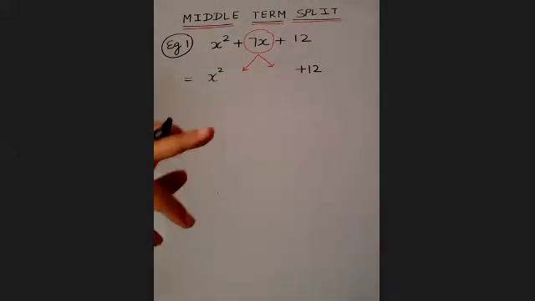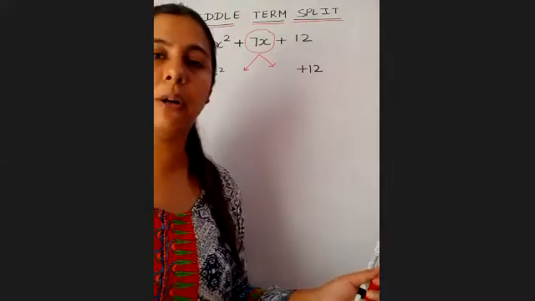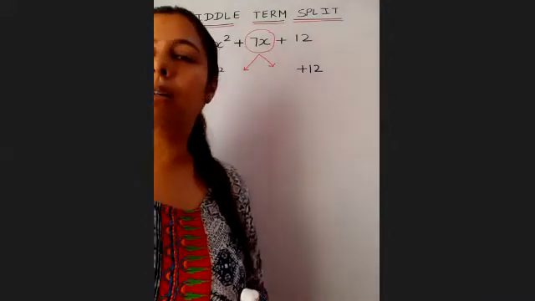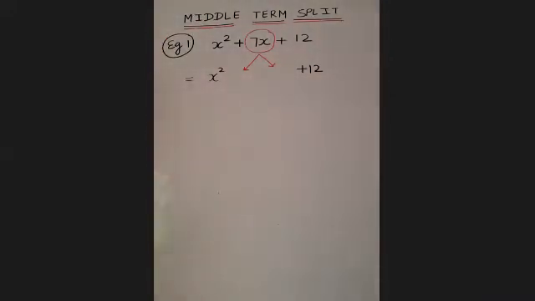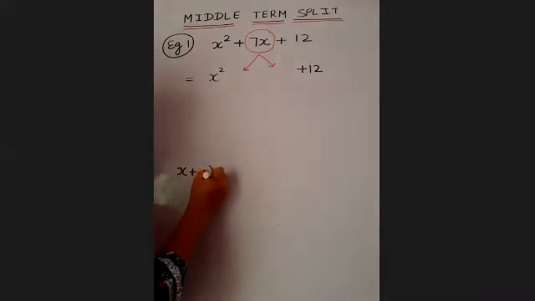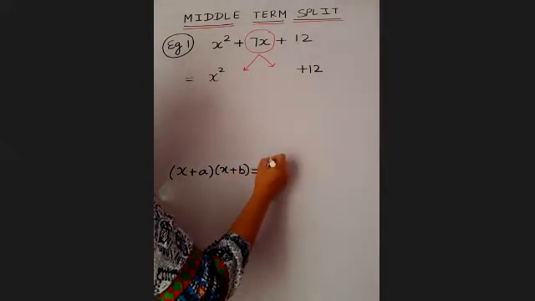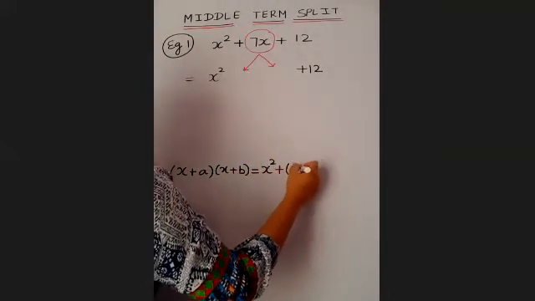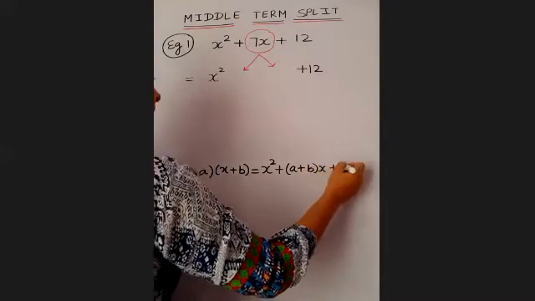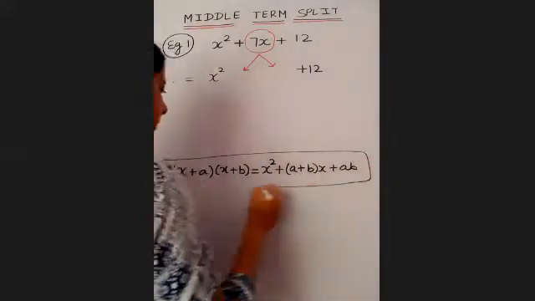But the changes will be made to 7x. It is going to be split. But we can't just split it the way we want. There is a pattern, a thing that we have to keep in mind. For that, children, I would like to ask you, have you done this identity in class 8? I'm sure you must have done. Yes, ma'am.